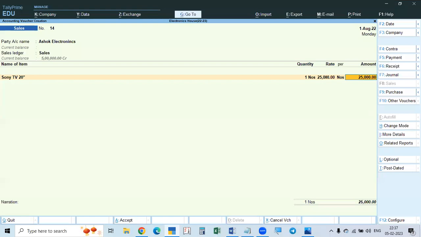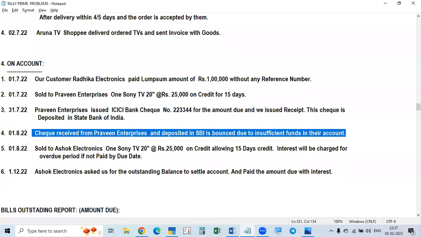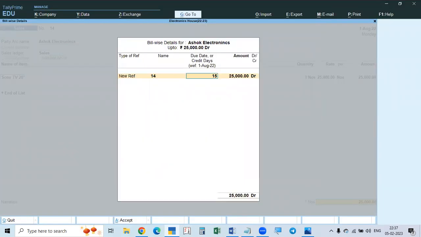Now we are saying this here. New reference, number is 14, and the credit period is 15 days. Here, if we give 15 days, it will show the due date, 16th August. In the case of the licensed version, you can give credit period or due date also. If you give the due date 16th August, it will show 15 days here.